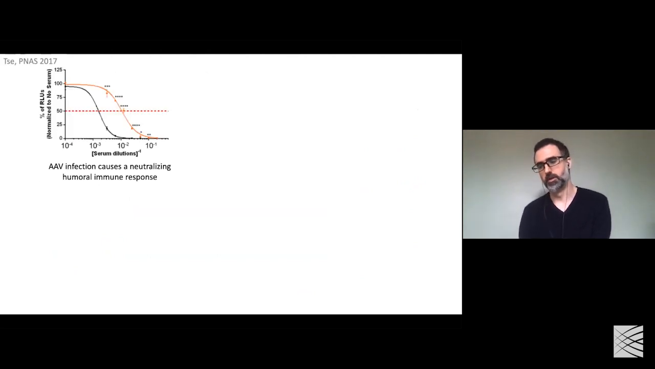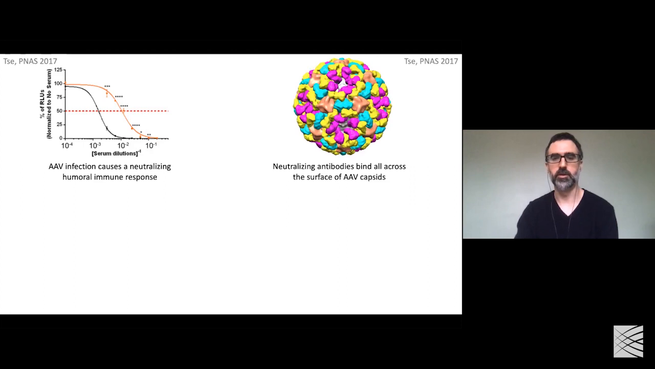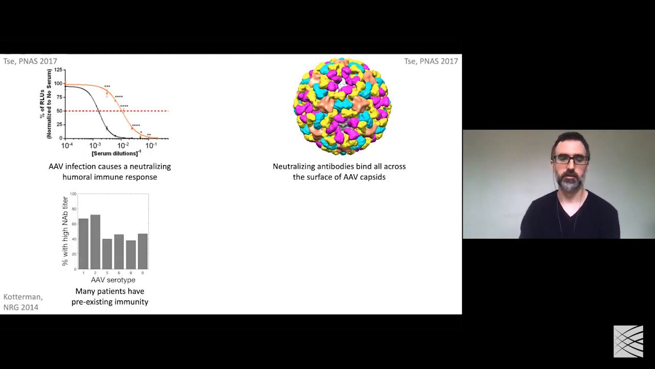If you look at different people's serum, you can do an assay called a neutralizing antibody assay by doing dilutions of the serum. In many cases, people will have antibodies against AAV, which is called pre-existing immunity, and they'll have different titers that you can measure with this assay. If you look at where those antibodies are binding, for example, here with cryo-EM, they're distributed all across the surface of the capsid. If you look at the natural serotypes, most patients will be immune or have some degree of pre-existing immunity, anywhere from 20 to 80% of patients for a given serotype.